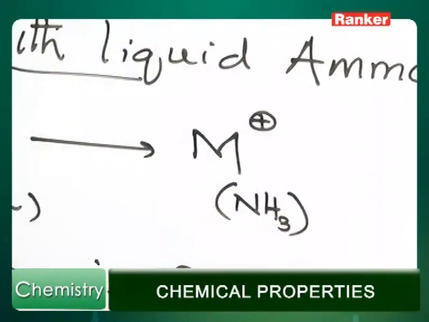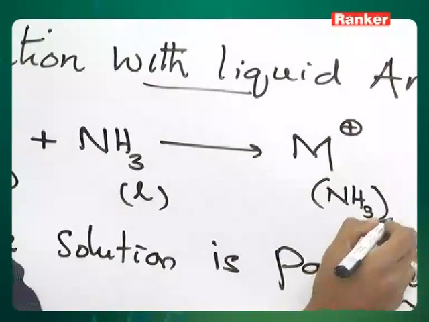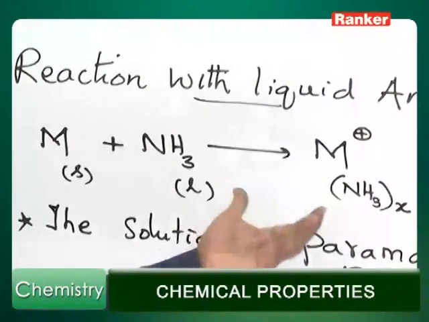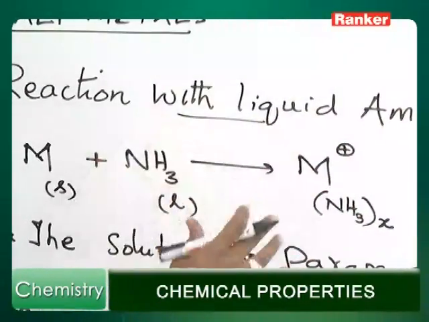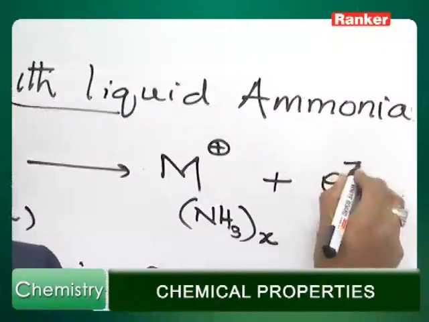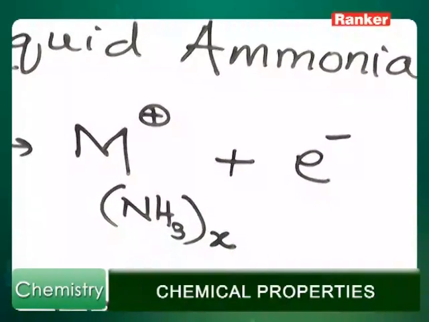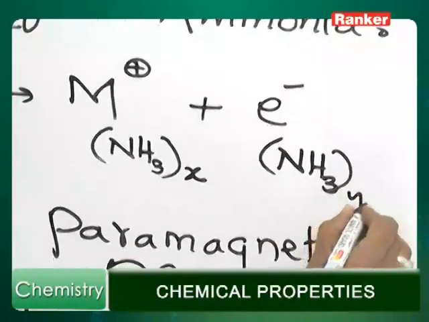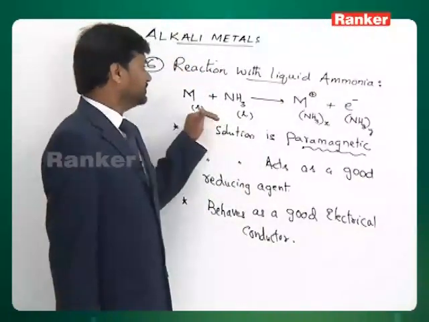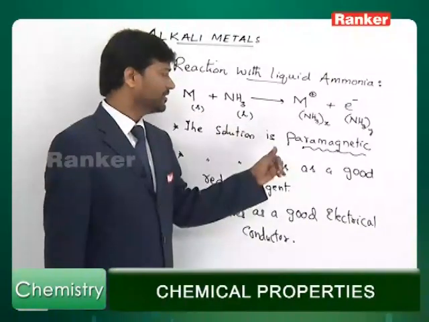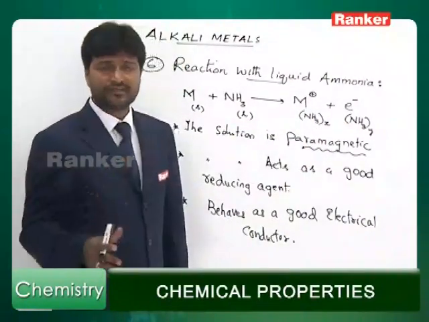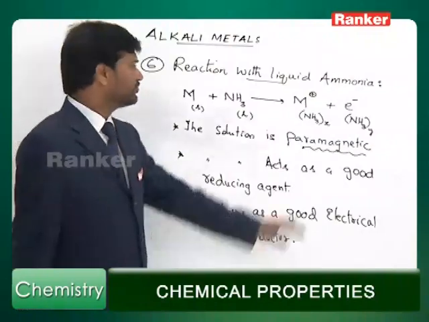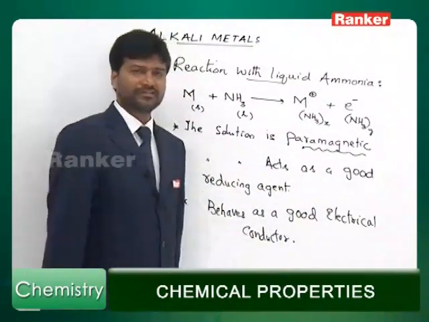Ammonia, you know, is a polar molecule. So M plus will get solvated, it will get surrounded by ammonia molecules. You call it solvation. This is a solvated cation. Apart from this, you get e minus, an electron, which also gets solvated, surrounded by ammonia solvent molecules. So the solution of alkali metal in liquid ammonia is expected to contain solvated cations and solvated electrons. These two species are responsible for these properties.